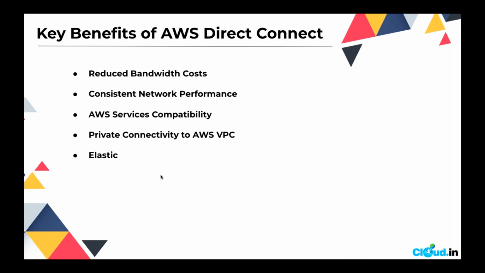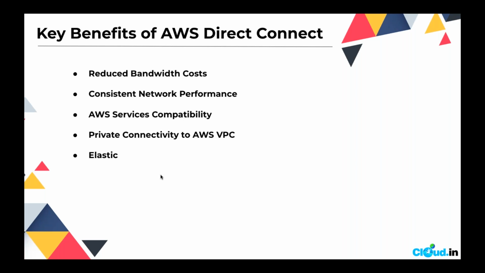Third one is service compatibility. As I mentioned previously, we have connectivity from the private interfaces as well as to public-facing services, whether EC2 resources, S3 buckets, DynamoDB, or any kind of databases. So it is compatible with those services, whatever is related to data and data transfer. Direct Connect is fully compatible with them.